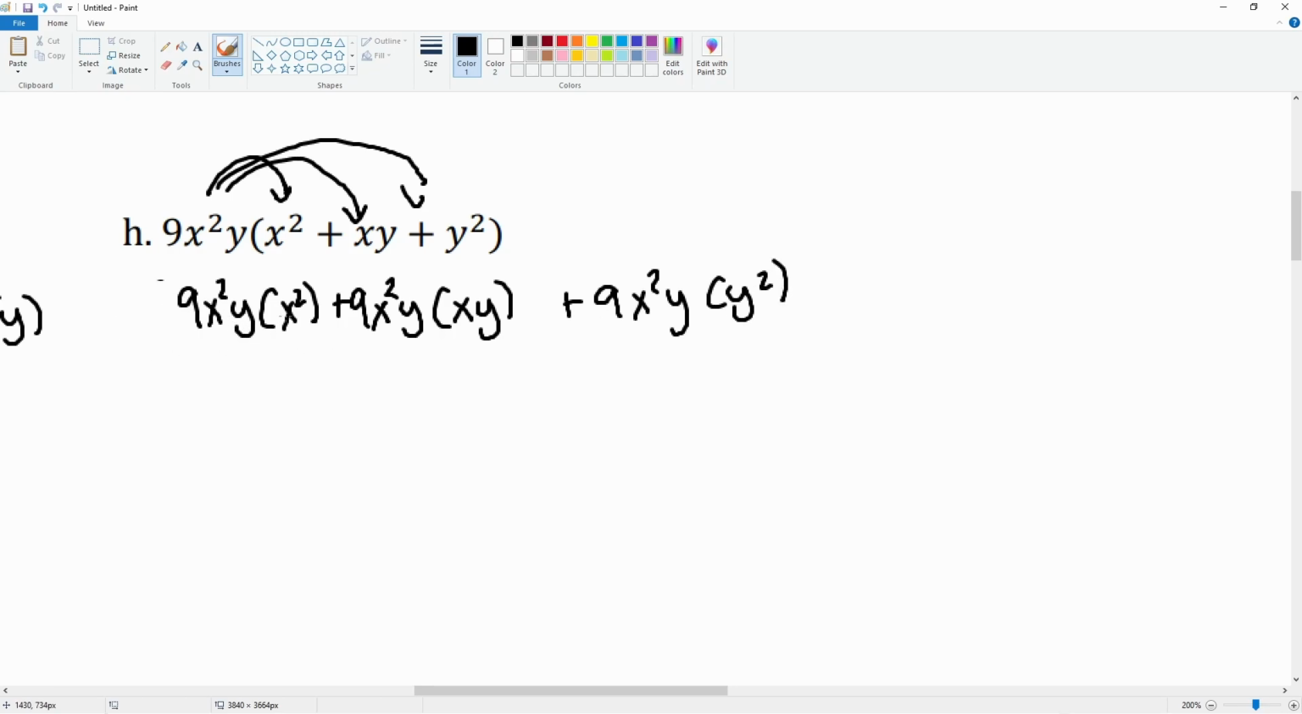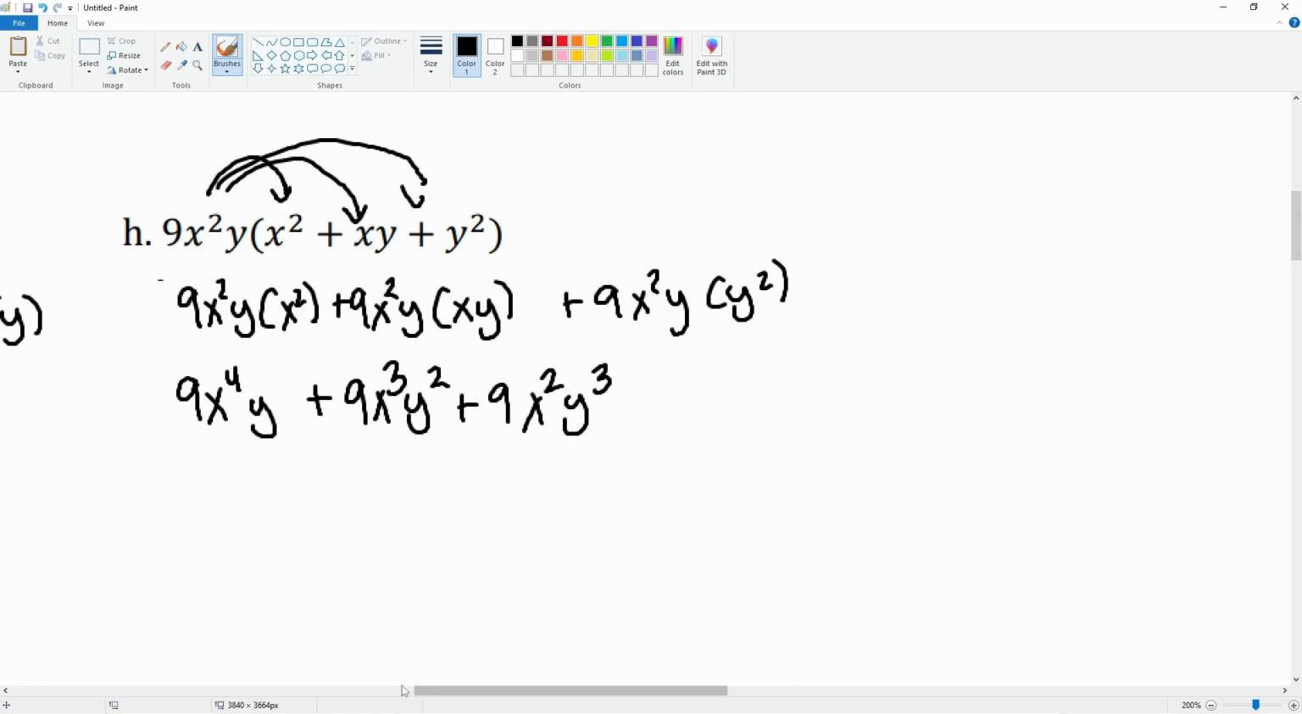Okay, 9 times the number 1, so that's 9. x squared becomes x to the 4th, and then just a y. Plus 9 times 1 is 9. You have x squared and an x, so x to the 3rd. You have a y and a y becomes y squared. Plus 9 times 1 is just a 9. x squared, y squared, y to the 3rd.